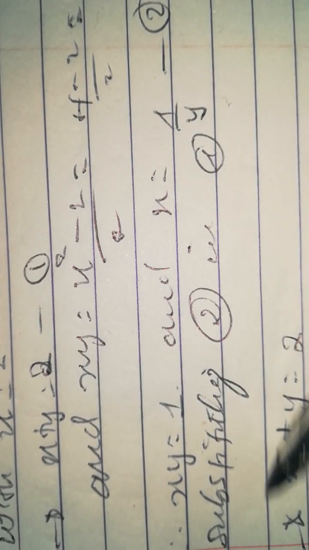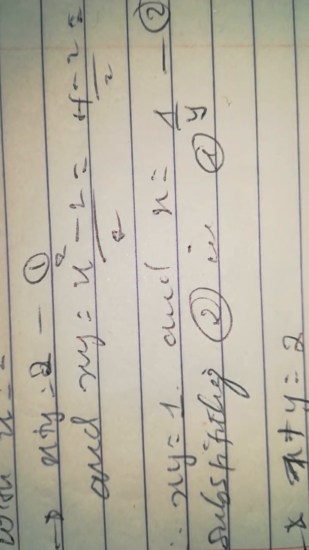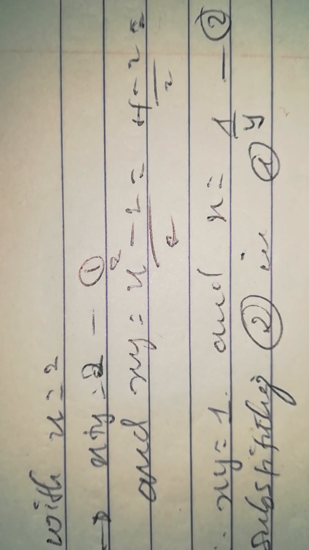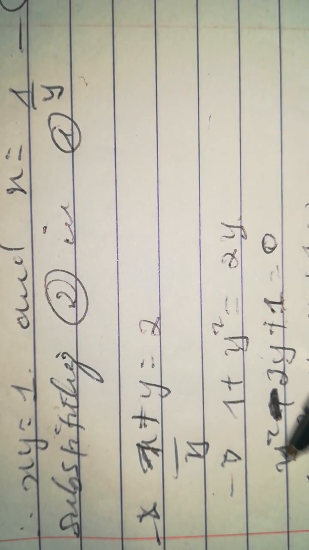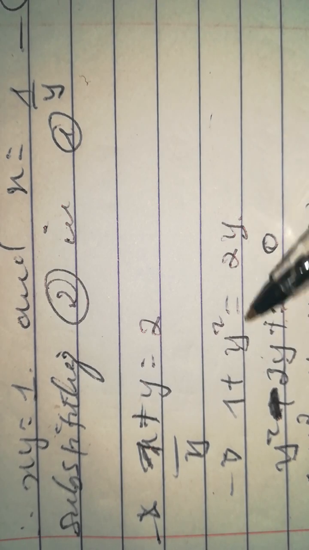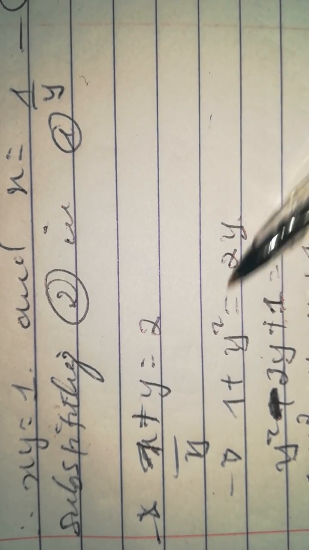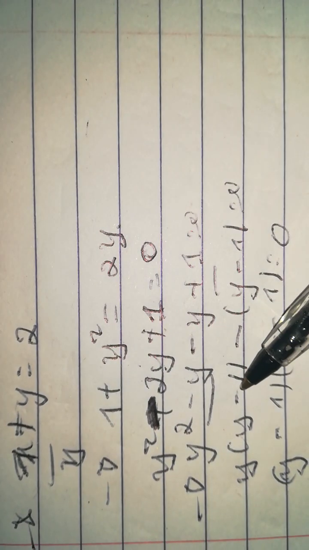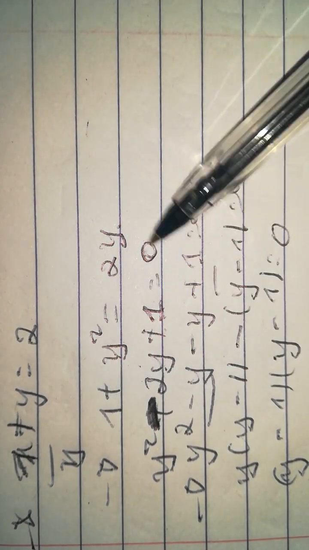Now, if xy equals 1 and I divide all through by y, I'll see that x is equal to 1 over y. If I substitute this in equation 1, as I earlier called it, I will have 1 over y plus y equal to 2. If I multiply all through by y, I have 1 plus y squared equal to 2y. If I carry 2y to the other side of the equation, I'll have y squared minus 2y plus 1 equal to 0.